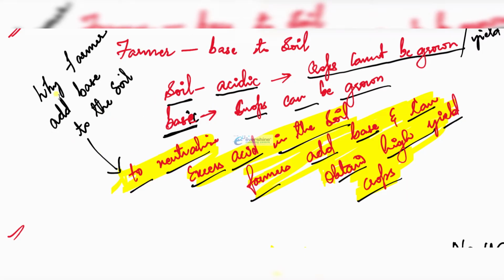So if the question asks you in the exam, why does a farmer add base to the soil? Let them ask in any form, the answer should be the same thing, to neutralize. He is adding the base to neutralize excess acid in the soil. To neutralize the excess acid in the soil, farmers add base and can obtain high yield crops. So he is using base to remove the excess acidic particles. Okay, next topic.